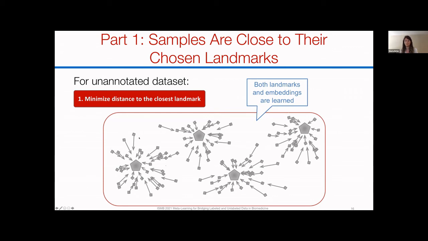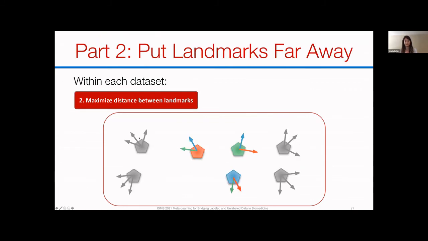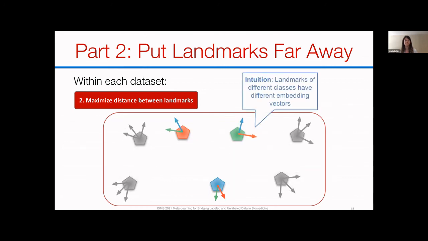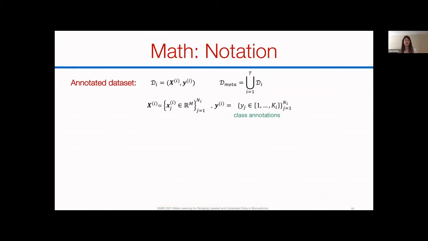And finally, for both annotated and unannotated data sets, we can push the landmarks far apart from each other. Mathematically, this means that we want to maximize the distance between the landmarks. The intuition is that landmarks of different classes should have different embedding vectors. So let's now look at how to mathematically formulate this, and let's define the notation first.